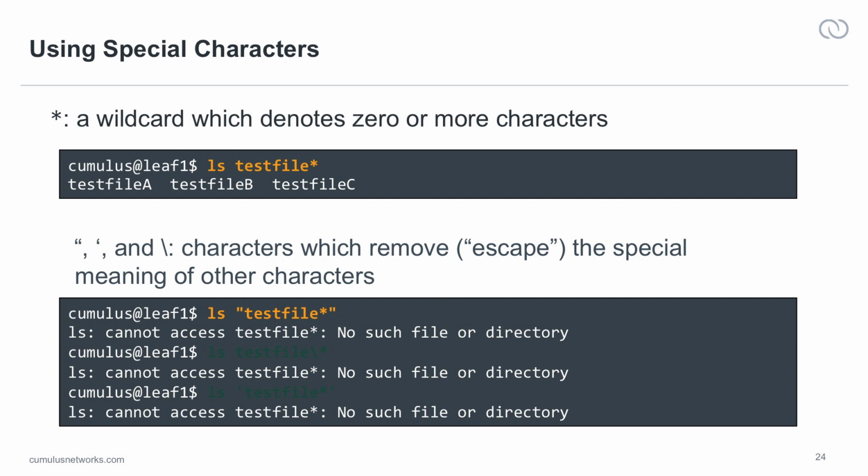If you need to remove the meaning from a special character and just want the literal character, you can remove or escape the character with the single or double quotation marks, or the backslash character. Do not confuse the single quotation mark with the backtick, which is on the same key as the tilde. The single quotation mark is an escape character, while the backtick performs command substitution, which is a more advanced topic.